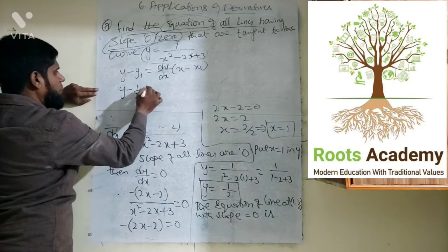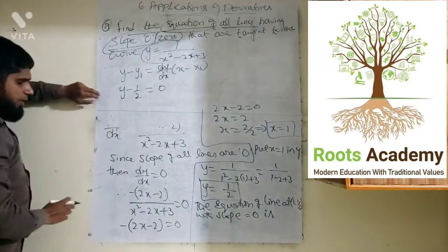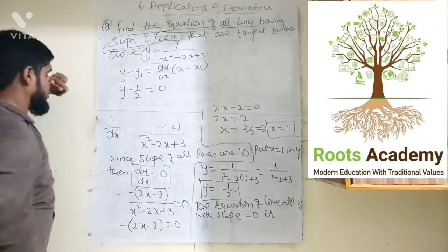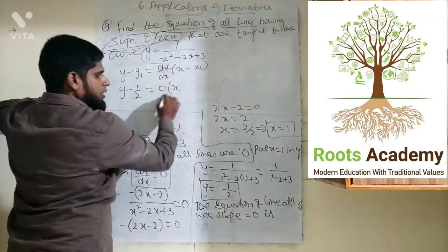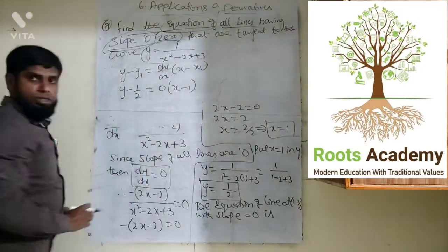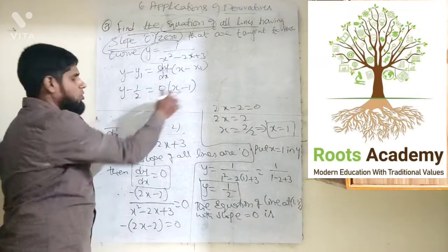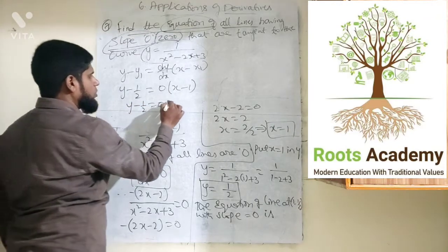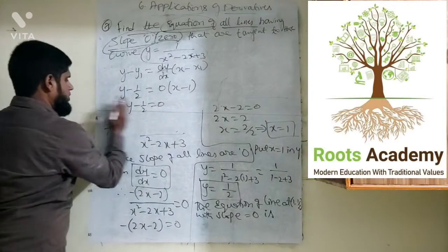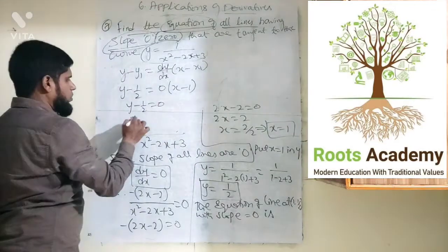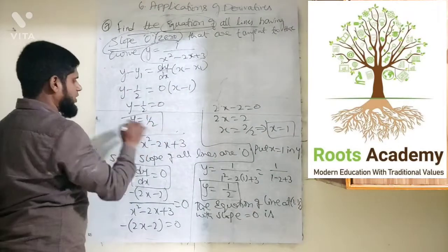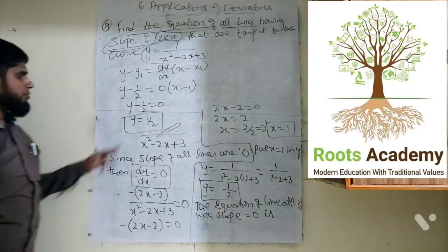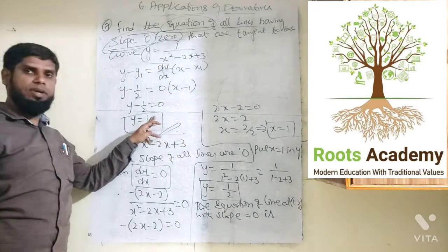y minus half is equal to, my dy by dx is 0 here, 0 times x minus 1. So here 0 into anything is 0. y minus half is equal to 0. This gives y is equal to half. This is the equation of the line. y is equal to half is the line here.